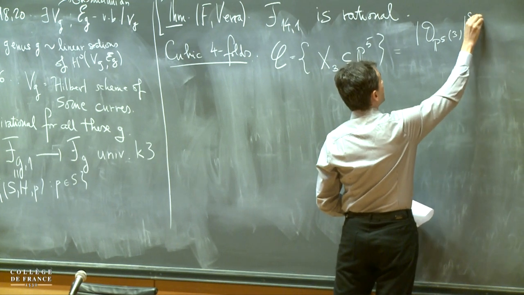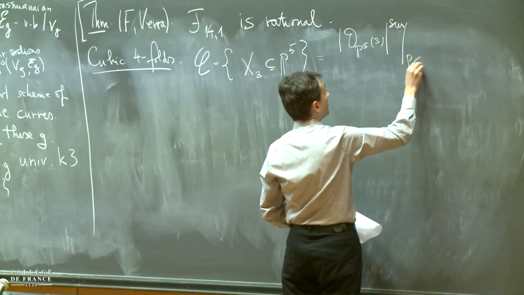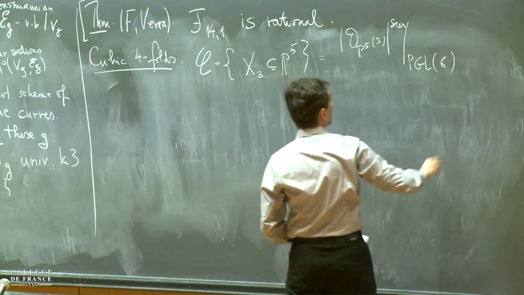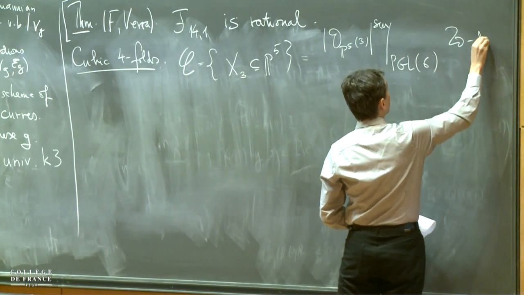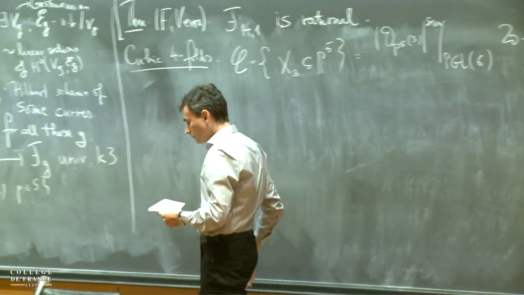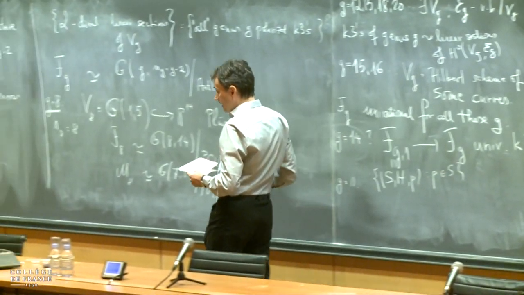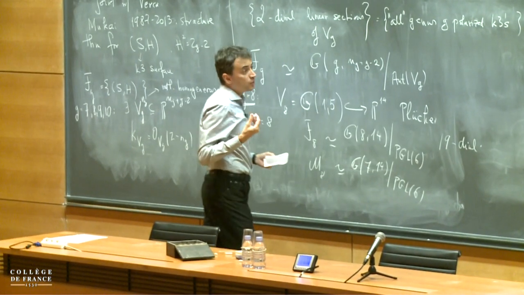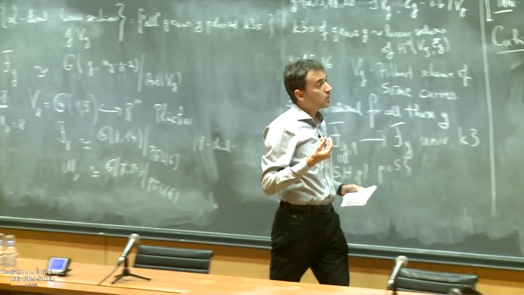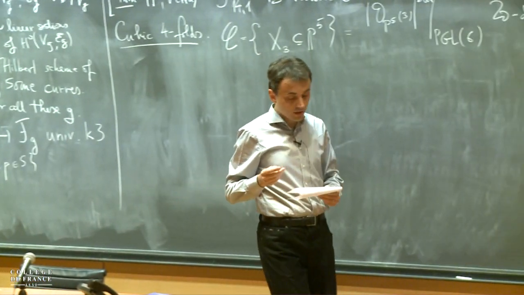Maybe you take the smooth ones if you want, and you mod out by PGL 6. So this is a 20-dimensional variety. And Voisin proved for such cubic fourfolds the integral Hodge conjecture.